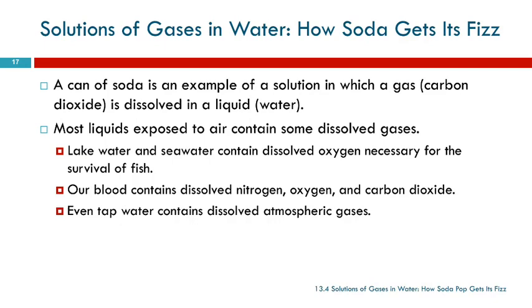Most liquids have some dissolved gases in them. If you take a sample of water that's just been sitting open to the atmosphere, it's going to have air that's dissolved in it. Lake water, seawater, oxygen from the air is dissolved in the water, and that's the air that the fish and the other aquatic life use to live. Our blood also contains gases dissolved in a liquid, water. Those gases would be nitrogen, oxygen, carbon dioxide.